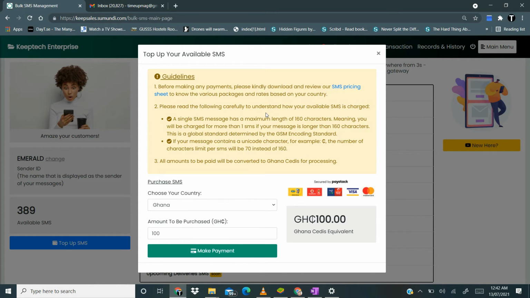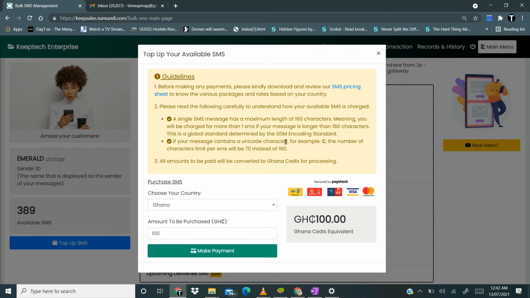Now the second guideline says, please read the following carefully to understand how your available SMS is charged. So this is going to talk about how your SMS is going to be charged. First, a single SMS message has a maximum length of 160 characters, meaning you will be charged for more than one SMS if your message is longer than 160 characters. This is a global standard determined by the GSM encoding standard. I think it's self-explanatory.